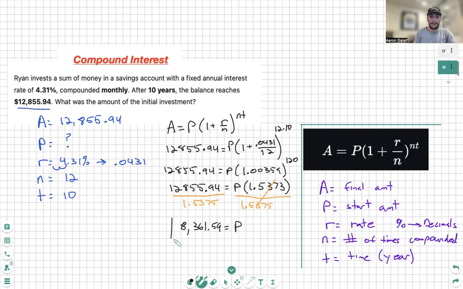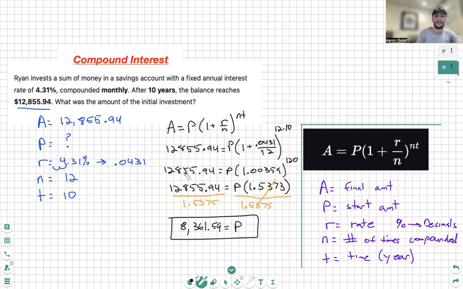And we get 8,361.59. Perfect. Now, we did round our numbers as we went through here. So your number, if you decide not to round, will be a little different, but should be relatively close to the same value, if that makes sense. So that's just something to be aware of.